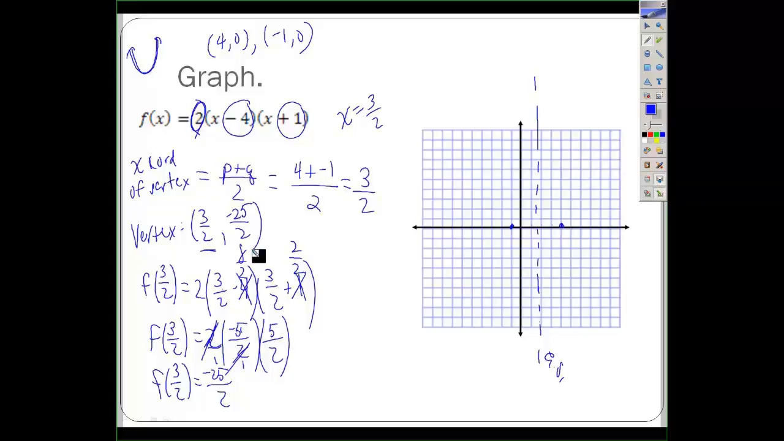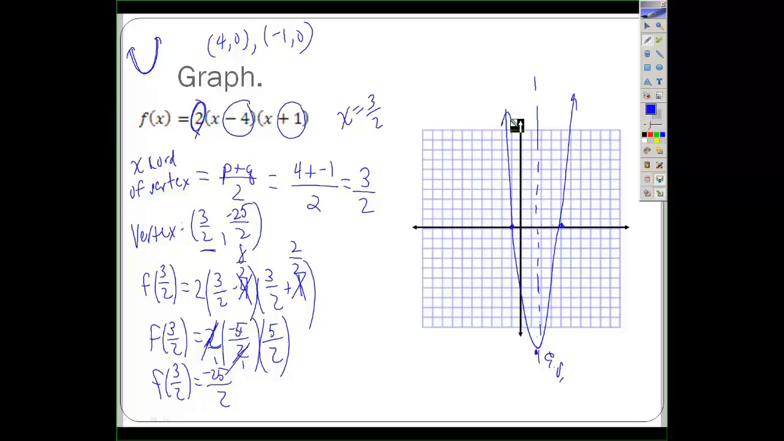Okay, so I'm going to go over 1.5. I'm going to go down 12.5. So there's 10, 11, 12 and a half. We'll just call it right there. That 2 really made it a steep parabola here. So I'm going to connect my dots. Try to make yours a little neater than mine. And there you go, you have your parabola.